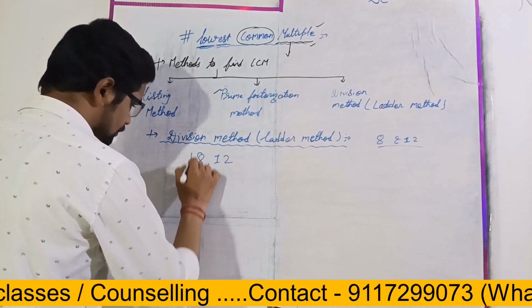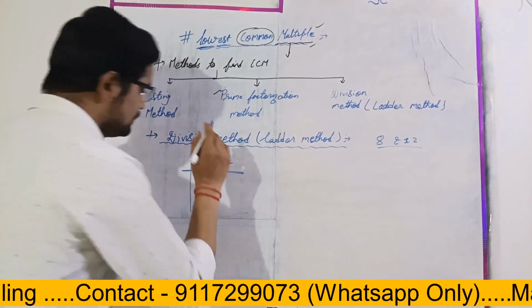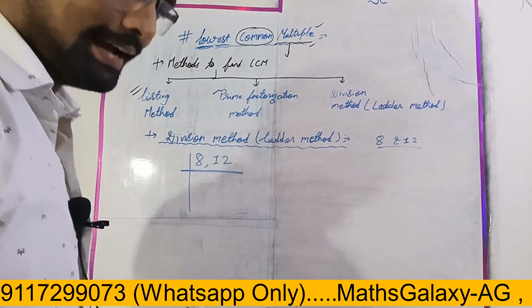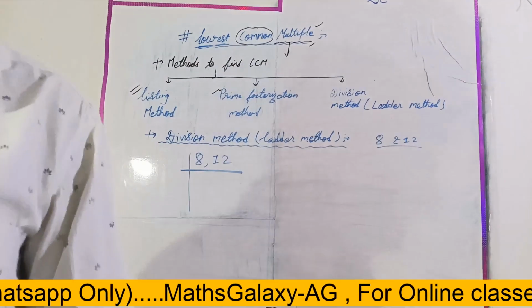8 and 12, we have to divide them together. I know how to do this. Oh, okay, do you want to try it? Okay, sure, first try it by yourself.